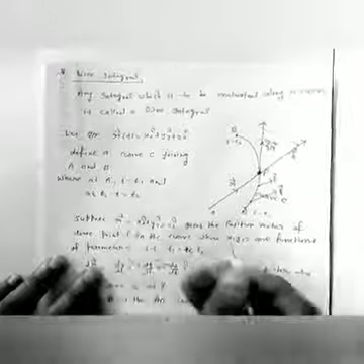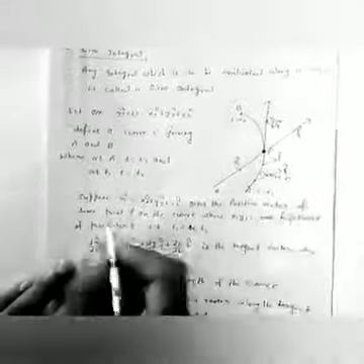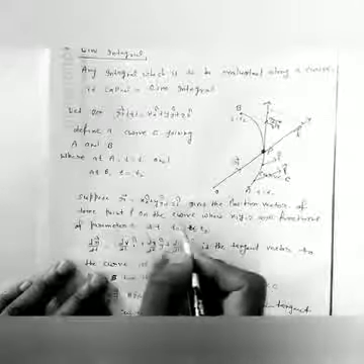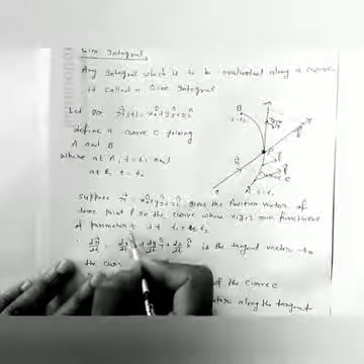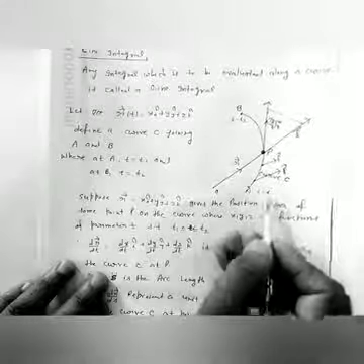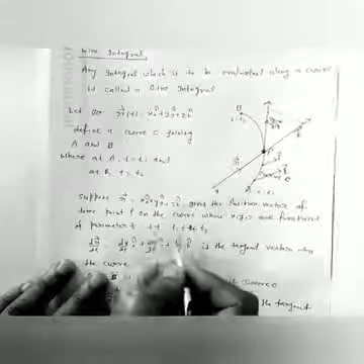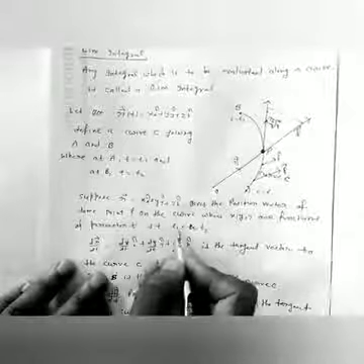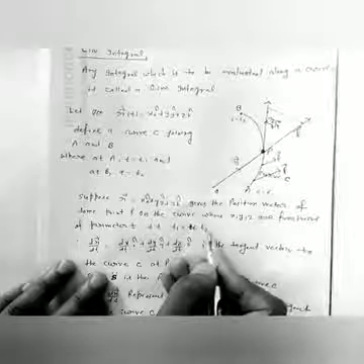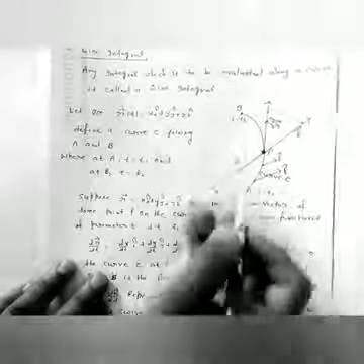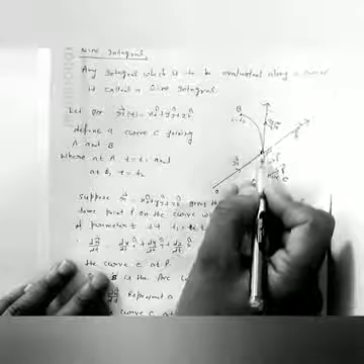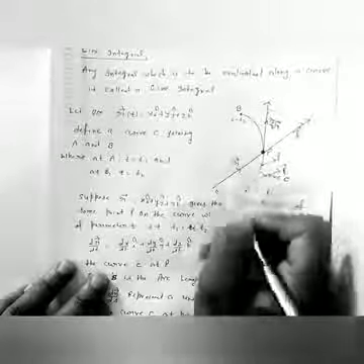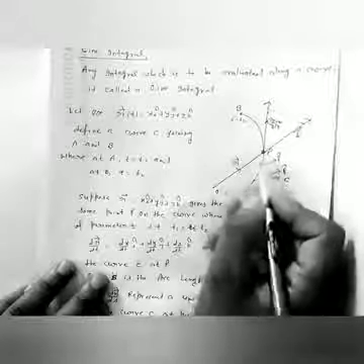Suppose the r vector gives the position vector of some point P on the curve, where x, y, z are functions of the parameter t, and t lies between t1 and t2, such that t1 is less than or equal to t, which is less than or equal to t2. So here A to B is any curve, say C, and P is any point on the curve, and r is the position vector of that point P.